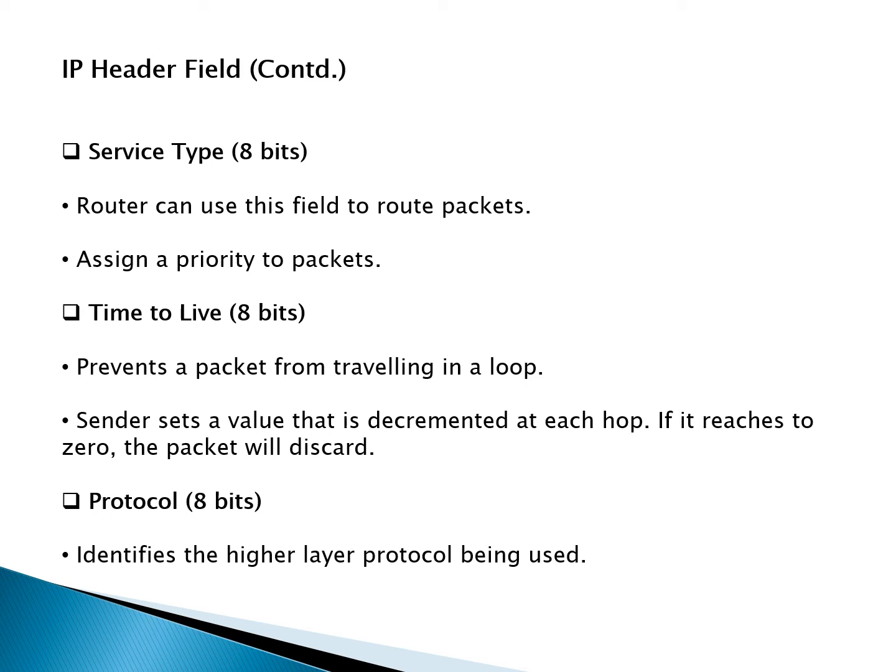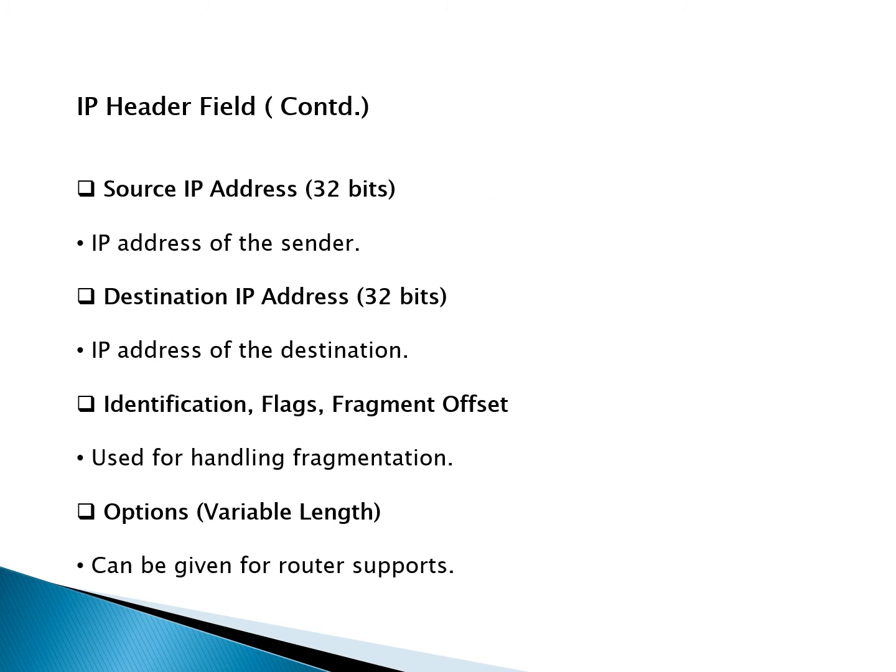Next field is protocol field. It is also 8 bits long. It is used to know which higher layer protocol you are using, TCP or UDP. Next field is source IP address, which is 32 bits long and contains the address of the sender. Next field is destination IP address. It is also 32 bits long and contains the address of the destination.